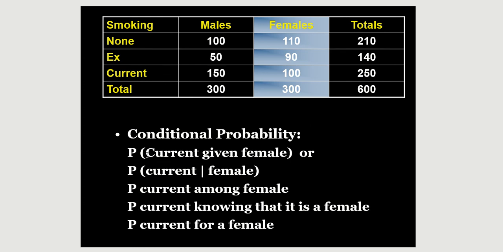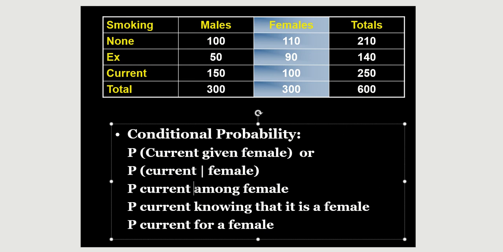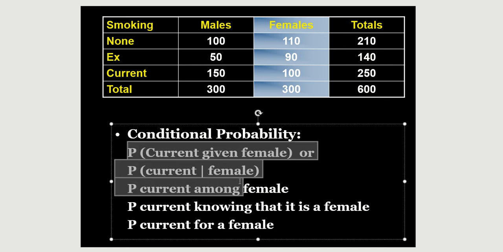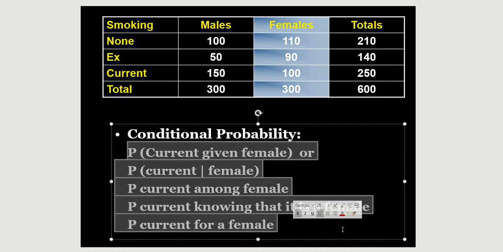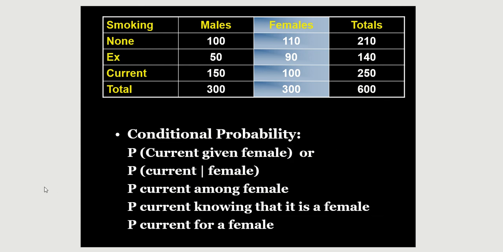Okay, so here are more ways to write the condition. I can say probability of current smoker among females. When I say among females, it means you're going to look at females only. Or I can say probability of current smoker knowing that it is a female. Or what's the probability of current smoker for a female. So these different ways are exactly the same thing. Given a female, slash female, among female, knowing female, for a female. It's just different ways of saying the same thing, and these are conditional probabilities.